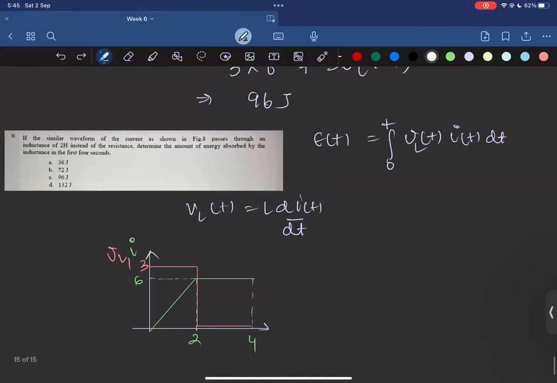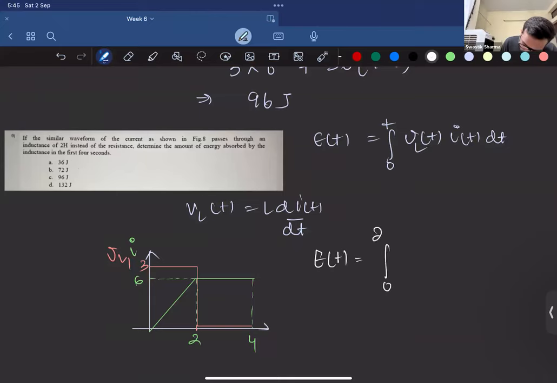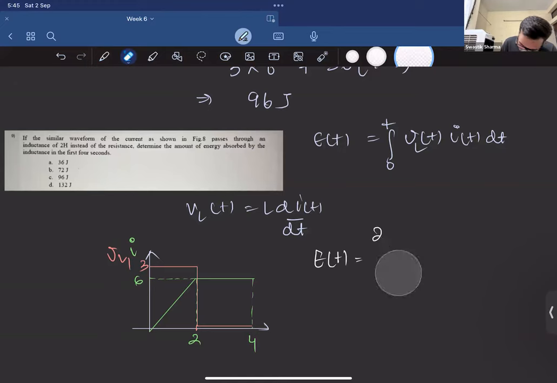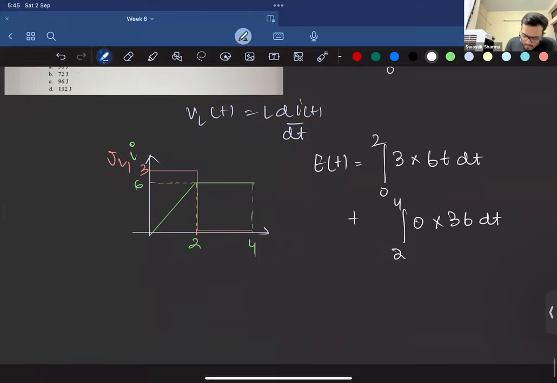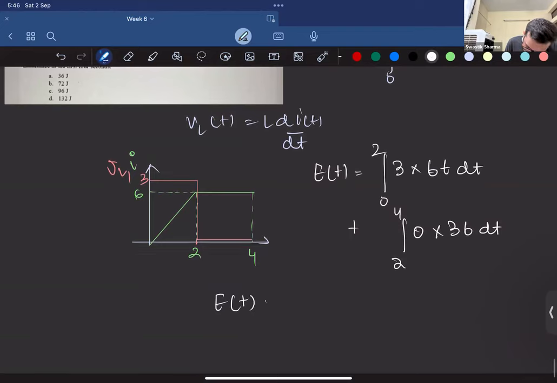So let's write the whole equation. It's partial from 0 to 2, right? So we can write E(t) is nothing but the integral from 0 to 2 of 3 into 6t dt, plus from 2 to 4, this is 0 into 6 dt. Now quickly tell me the answer of energy absorbed by the inductor between 0 to 2.